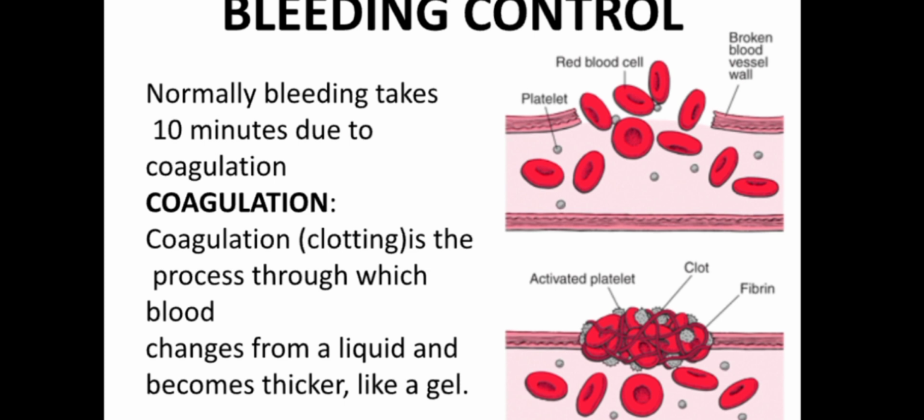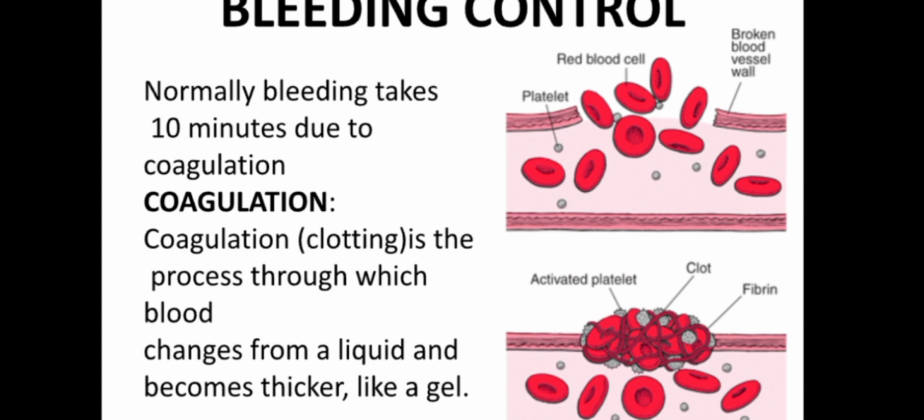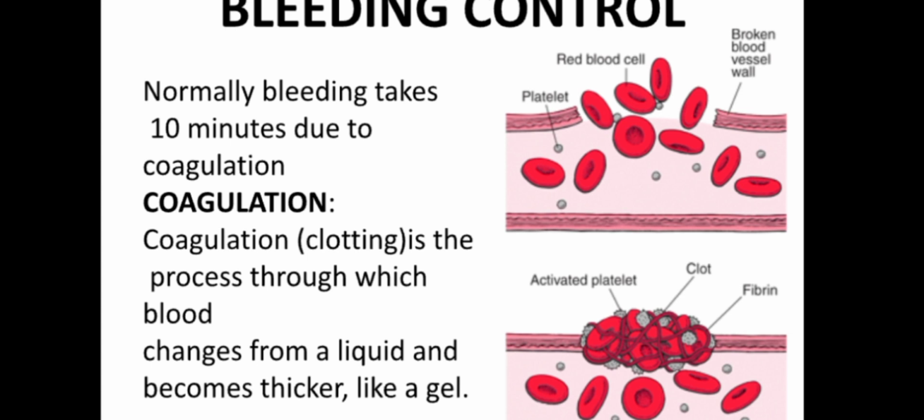Here, I used the word coagulation. Do you know what coagulation means? Coagulation or clotting is the process through which the blood changes from a liquid and becomes thicker like a gel. This is called coagulation. Coagulation can be, in simpler words, called clotting. Whenever you cut your finger with anything sharp, it stops naturally. The liquid blood that comes out of that cut changes into a gel spontaneously in 5 or 10 minutes and the bleeding stops. This is coagulation.